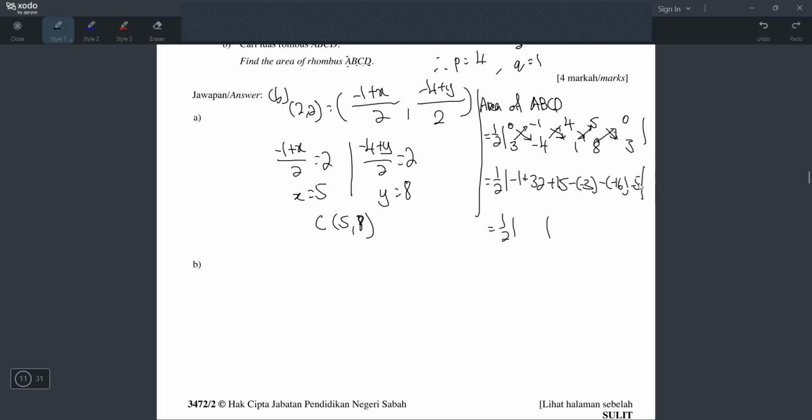So let me press. -1 plus 32 plus 15 plus 3 plus 16 minus 5. Okay, my calculator gives me 30. So 30 is the what? Is the inside total. Wait, did I press it correctly? Let's press again. -1 plus 32 plus 15 plus 3 plus 16 minus 5. It's 60. This one I pressed wrongly. This one 32, I pressed 2 at first. So actually it's 32, not 2. So actually this one is 60, sorry. So now you end up with 1/2 modulus 60, which is just 60, and then divide by 2 is 30. And it will be unit square, because it's area. Okay, so that's all done.